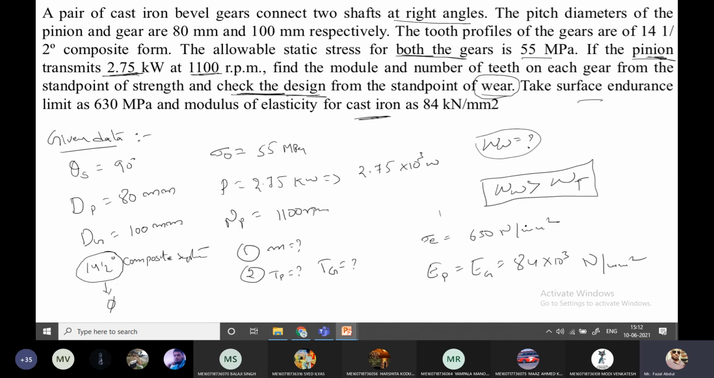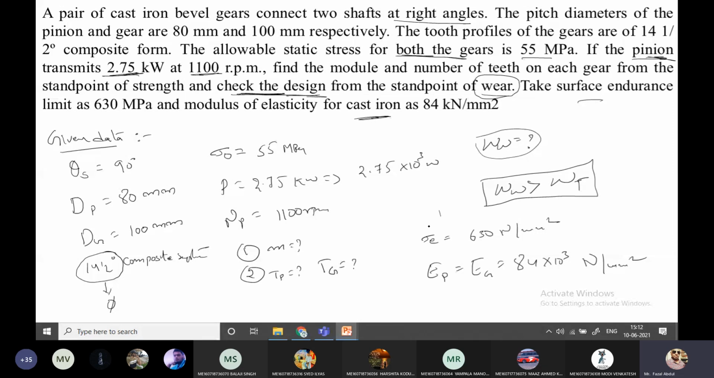So what do we have to do for this answer? Tell me the procedure, Babu. WW is the wear load and WT is the tangential load. Please tell me the procedure, Babu. What do we have to do to get the module? Is anybody there? It is a simple procedure, and you can easily get cent percent marks from the gear topic.